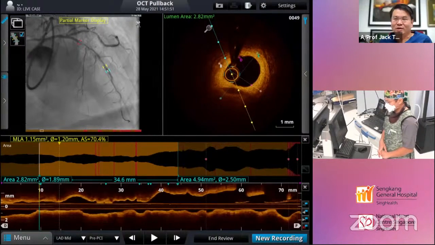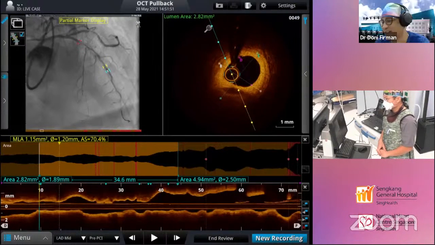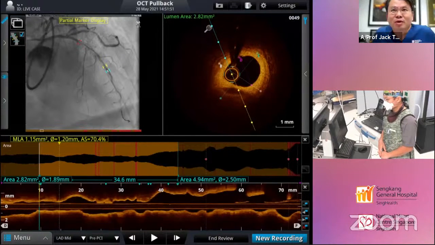I think, Donnie, for a long diffuse lesion, it's very difficult to get a normal iFR post. That's what I'm saying. I think it's almost impossible, no matter what you see on OCT. So I'm going to go back.